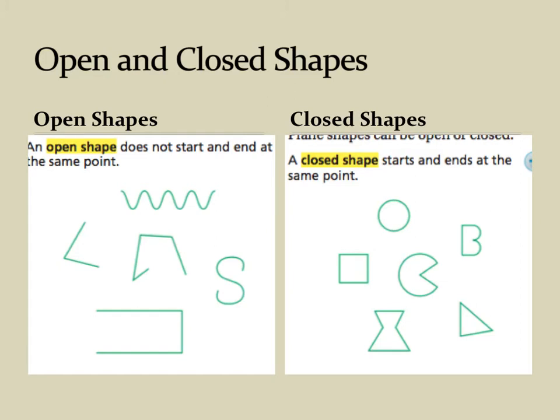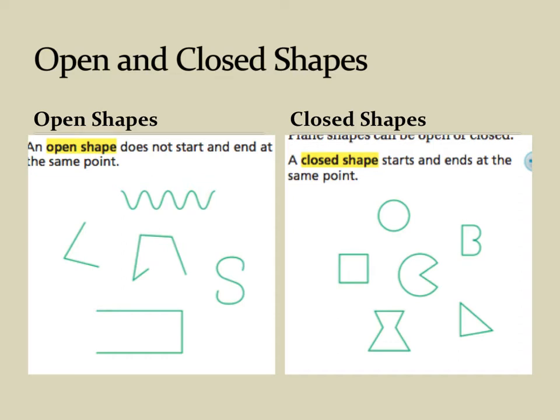There are also two types of shapes, open shapes and closed shapes. An open shape does not start and end at the same point. Notice in these open shapes that we start here and we end here. They are not the same points.